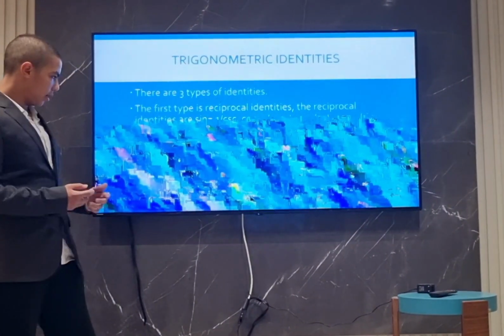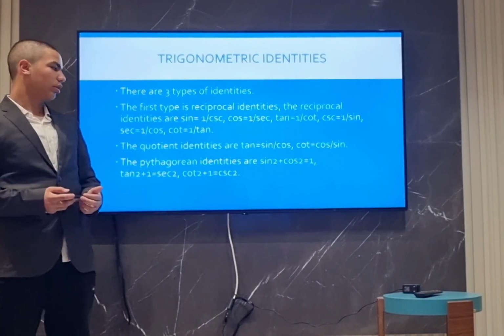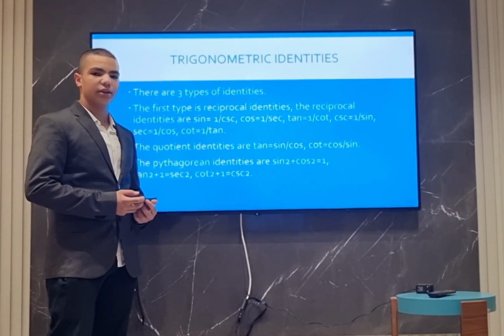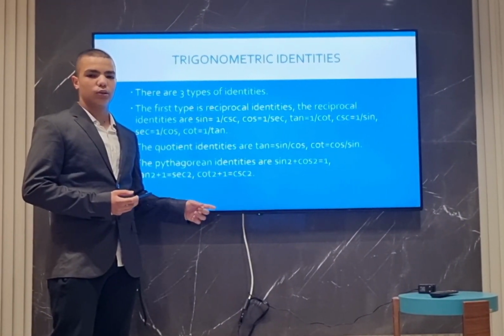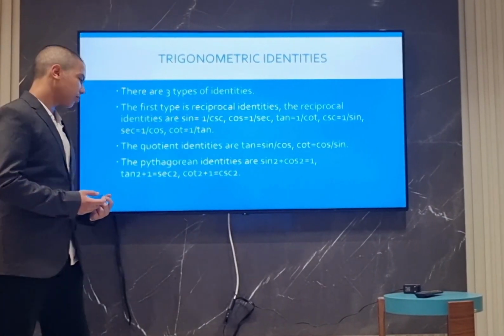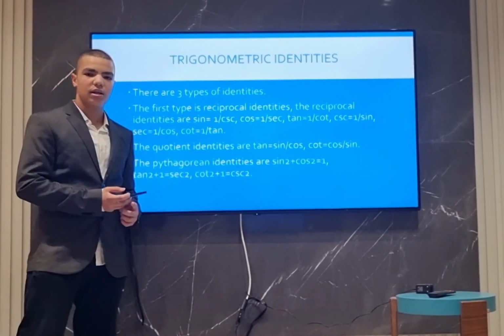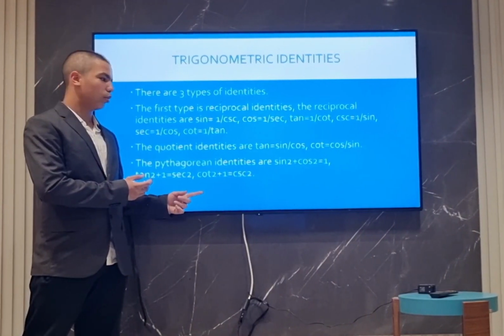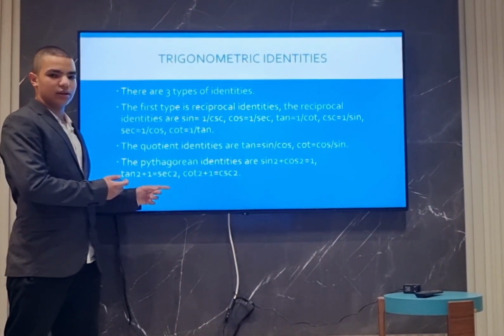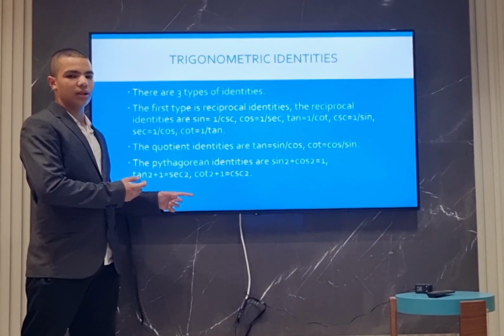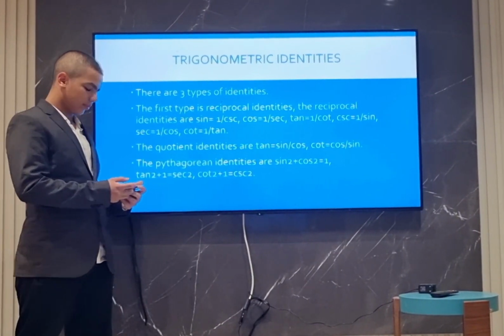Then we have the quotient identities. The quotient identities are tan equal sine over cosine, and cotan is equal to cosine over sine. Pythagorean identities are sine power 2 plus cosine power 2 equal 1, tan power 2 plus 1 equals secant power 2, cotan power 2 plus 1 equal cosecant power 2.